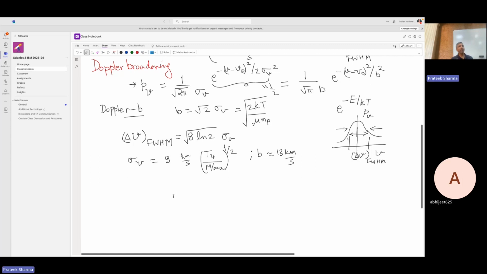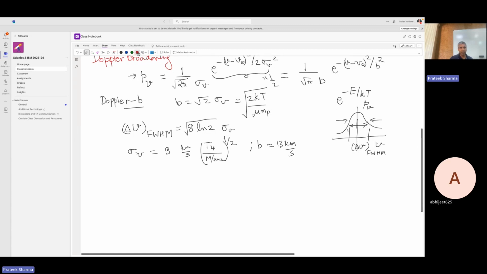Okay, now if you have both intrinsic broadening and thermal broadening, then you have to consider both. So here, when we just considered Doppler broadening, we said that the intrinsic line profile is extremely thin, and the broadening is dominated by the velocity dispersion. But in general, you will have to consider both these effects together. So how do we do that?